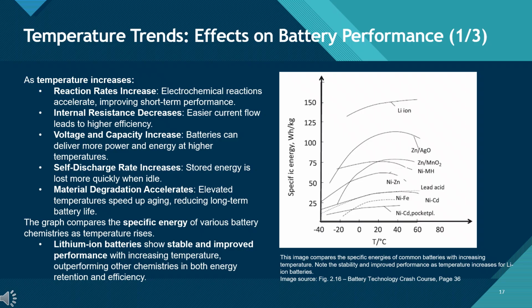However, these benefits come with trade-offs. Higher temperatures also lead to faster self-discharge, meaning the battery loses energy even when not in use. More critically, elevated temperatures accelerate aging and material degradation, which shortens the battery's overall lifespan. Examining the graph, we can observe how specific energy changes with temperature across various battery chemistries. Lithium-ion batteries stand out. They exhibit stable and even improved performance as temperatures rise, making them a reliable choice in environments with fluctuating or elevated temperatures.